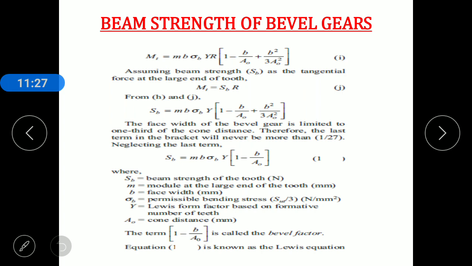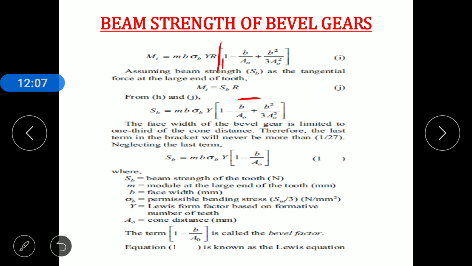Okay, now here we consider that equation as J. In that equation we just substitute the value of M suffix T, the value of torque. After substituting the value of torque, R from both sides gets cancelled. R is present in the torque equation in equation I and in equation J, and when we substitute the MT in equation J, R and R get cancelled. The remaining term is SB is equal to m sigma by inside the bracket 1 minus b divided by AO plus b square divided by 3 AO square.